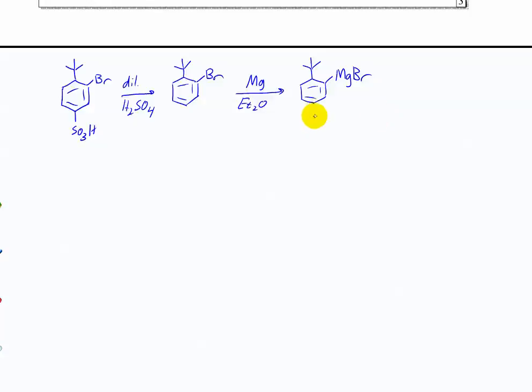You can react Grignard reagents with carbon dioxide. Remember, carbon dioxide looks like this, right? So when the Grignard adds to it, you form a carboxylate. So that would be kind of the quickest, most direct way. And then you protonate the carboxylate and you've got that product.